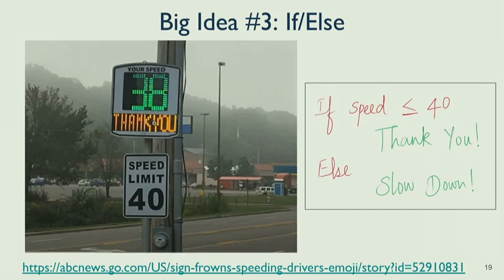So here we see if speed is less than or equal to 40, we're going to say thank you. Else, otherwise, we're going to say slow down, okay? This is like some speedometer, right? You may have seen these out on the road, right? It checks to see what you're driving, compares it to the speed limit, and if you're under the speed limit, it might say thank you, or if you're over the speed limit, it'll say to slow down, or it'll start blinking lights at you, right?